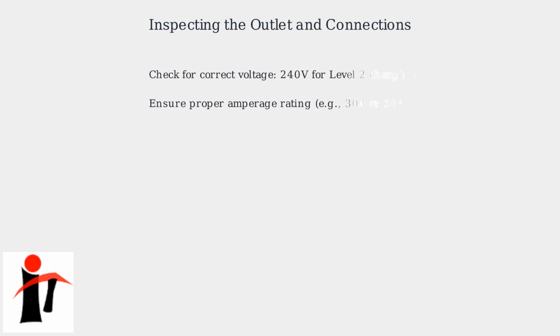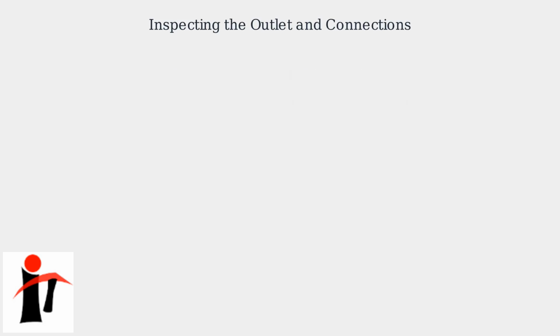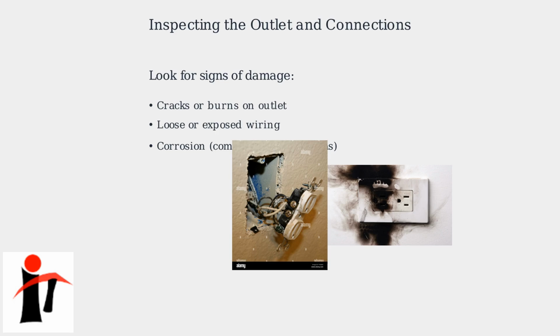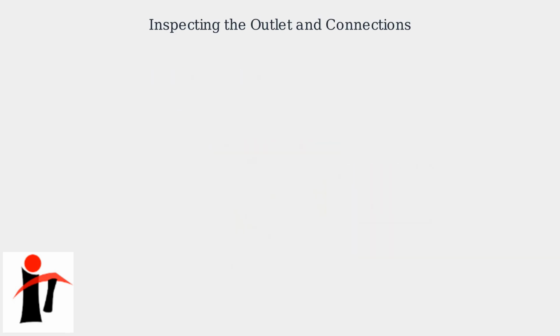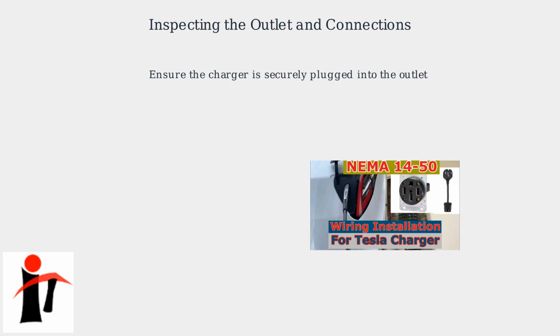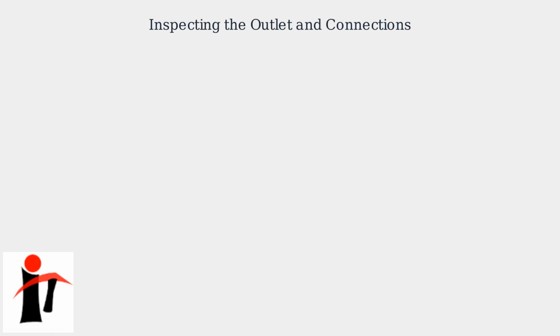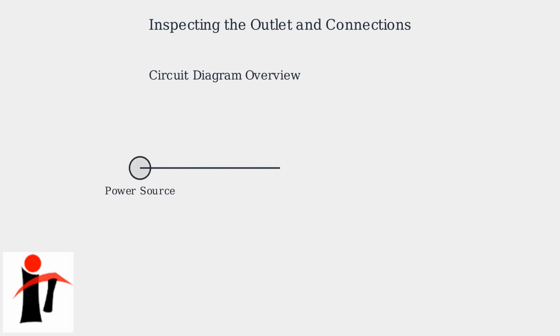Examine the outlet you're using to charge your Tesla. Ensure it's the correct voltage, 240 volts for level 2 charging, and has the proper amperage rating. Look for any signs of damage, such as cracks, burns, or loose wiring. In coastal areas, watch for corrosion that can prevent proper power flow. Make sure the charger is securely plugged into the outlet. A loose connection can interrupt power and trigger the error. A loose or damaged outlet can prevent power flow and trigger the no power error.